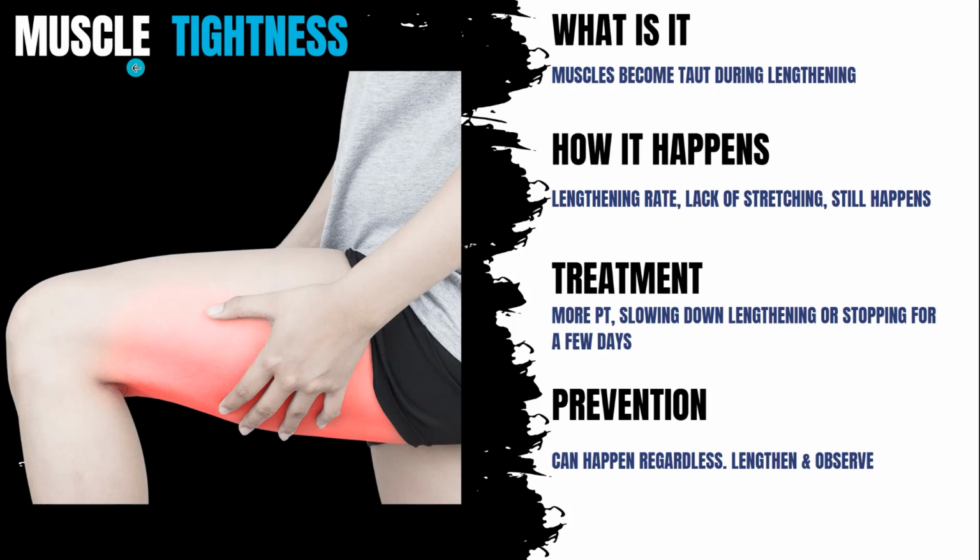All right, so now we're talking about mild muscle tightness, and this is basically when the muscles become tight or taut during lengthening. And how does this happen? It's usually due to lengthening too fast or not enough stretching, but it can sometimes just happen, right? So if you're going for any substantial amount of length, a lot of times the muscles are just going to go past their reserve slack, if you will, and they're going to get tight.